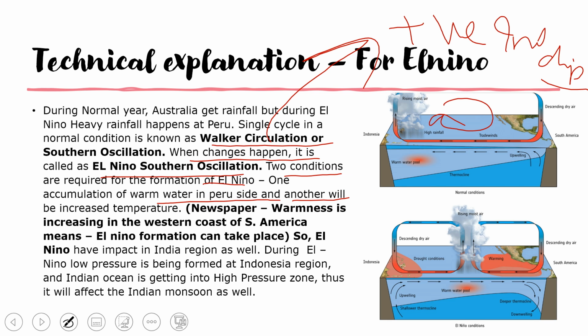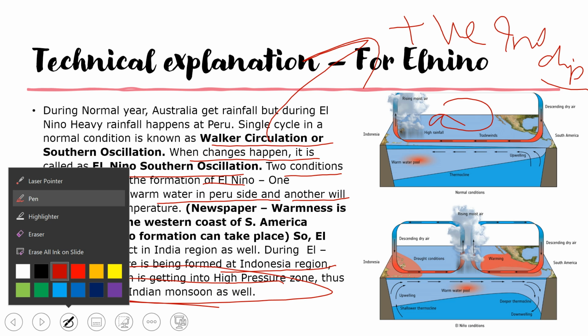So in this paper you will see that warmness is increasing on the western coast of South America, which means the El Nino formation condition is going to take place, and it is a favorable condition for the formation of El Nino. So El Nino will have an impact on the Indian region as well. During El Nino, low pressure is formed in the Indonesia region, and the Indian Ocean gets a high pressure zone, thus it will affect the Indian monsoon as well.